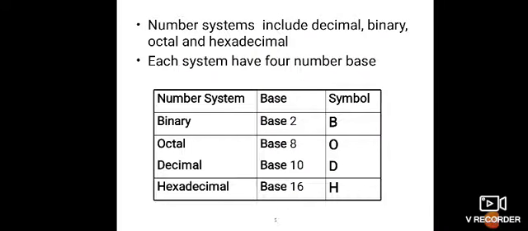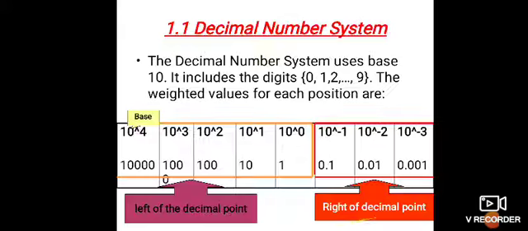The number system includes decimal, binary, octal, and hexadecimal. Each system has its own number base. Number system, base, symbol: in case of binary, the base is 2 and the symbol is B. In case of the octal number system, the base is 8, for the decimal number system it is 10, and for the hexadecimal number system it is 16. The symbols are O for octal, D for decimal, and H for hexadecimal.